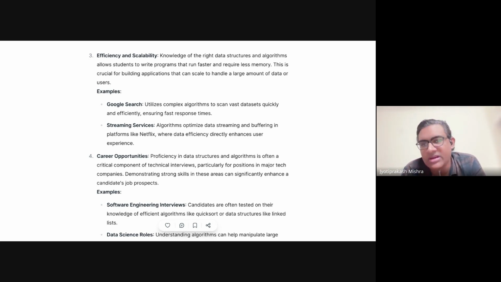So it uses data structures and algorithms to be able to do one of the biggest inventions, I would say, of the 21st century, which is Google search. We all do Google search, right? Google it.